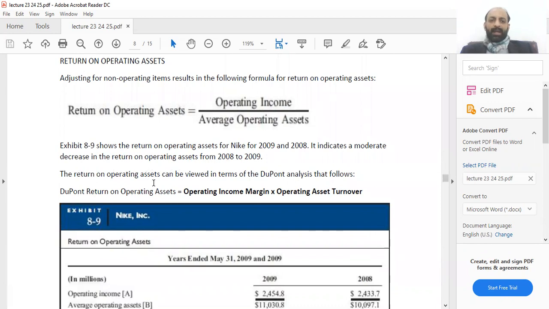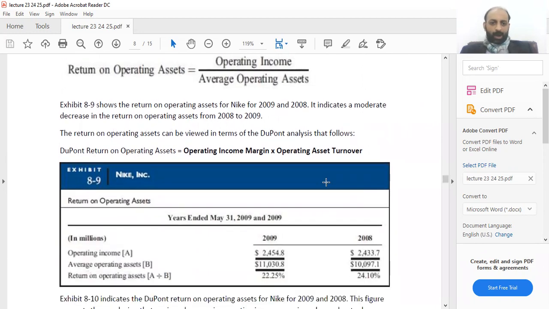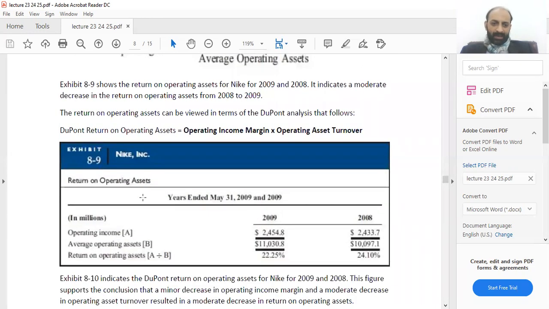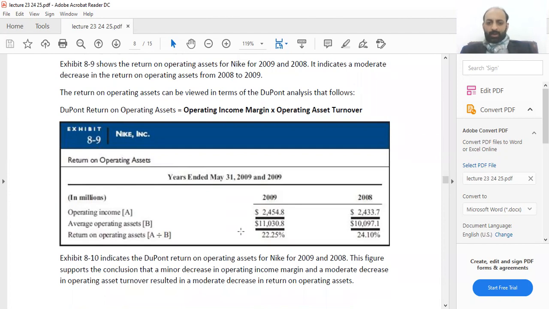The return on operating assets can be viewed in terms of the DuPont analysis that follows. So now we will look at the return on operating assets. We already know that when we talk about the return on operating assets ratio, we always take the operating income or the net profit, and then we divide it by the average operating assets to get the return on operating assets ratio. So you can see there was a decrease in 2009.